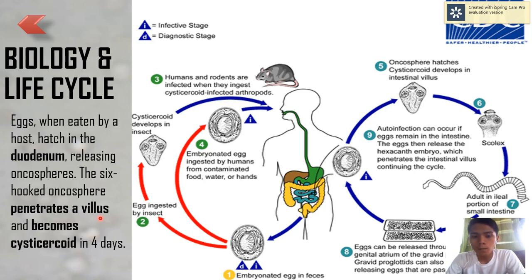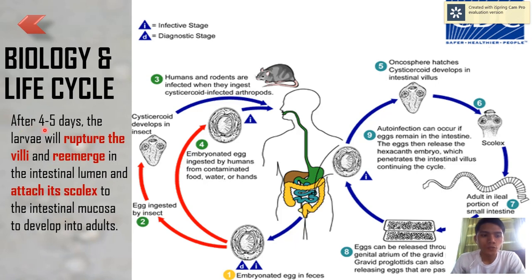So, it mainly goes to the lymph vessels of the villus. So, atong villus or villi sa atong small intestine, naay lymph vessel. And ito mo penetrate ang atong oncosphere larvae. And then, it becomes a cysticercoid in 4 days. So, for 4 days, inside the villus, it will develop into a cysticercoid larvae.